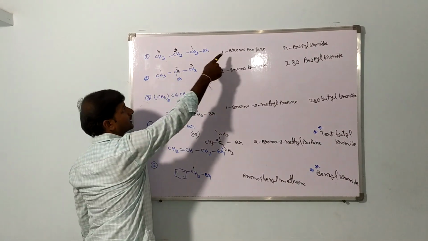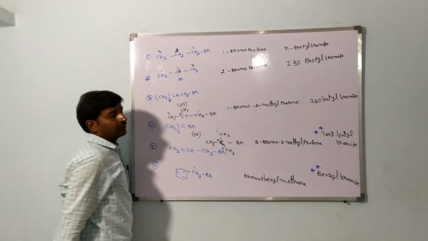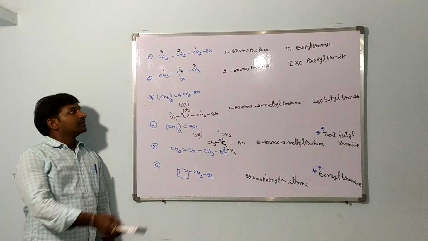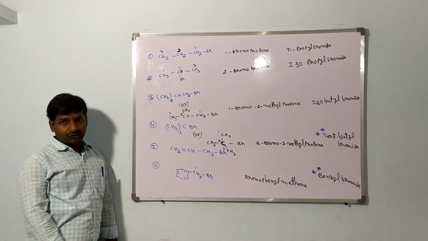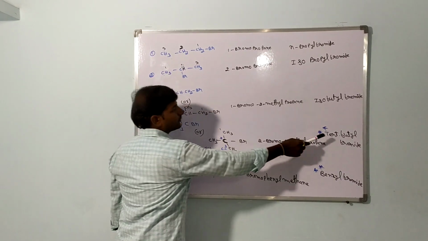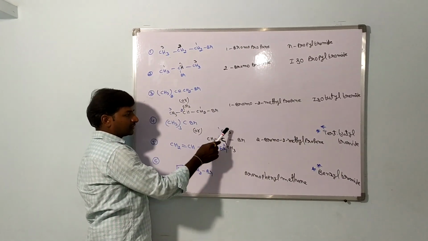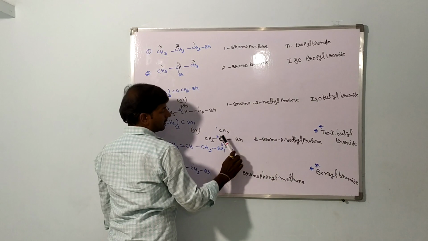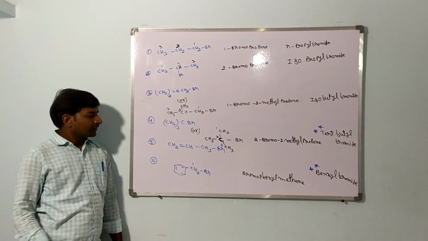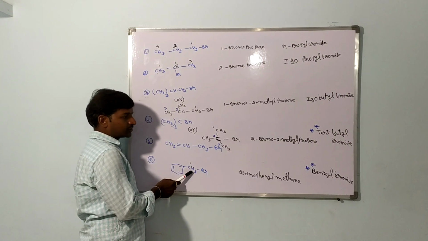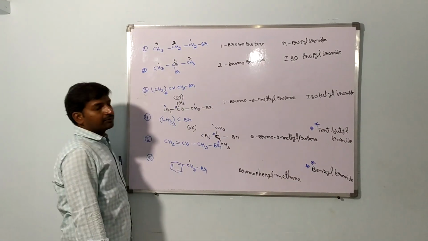So N is, if straight chain is present, there is no branching, then we can use the word N. So if equal branching is present, in common name we can use the word iso. Next to tertiary, if the carbon is directly attached to three carbons, then we can use the common name tertiary. If phenyl ring is attached to CH2 carbon, then we can use the word benzyl.